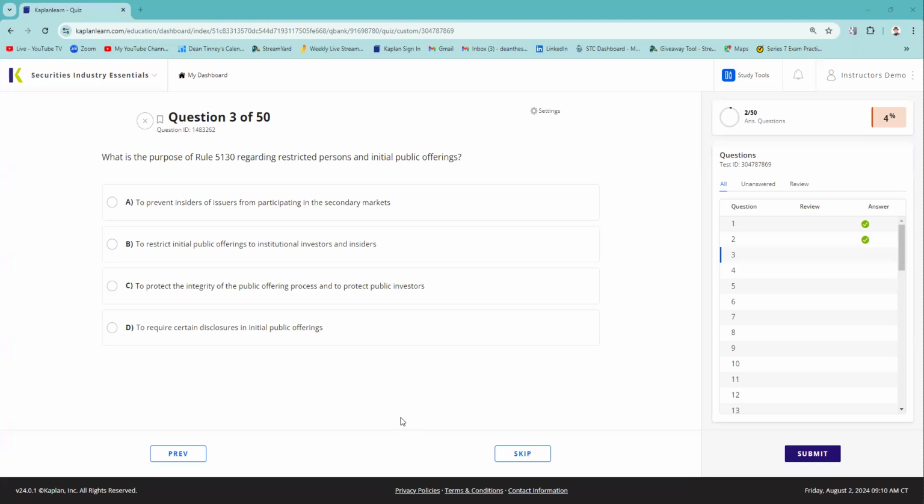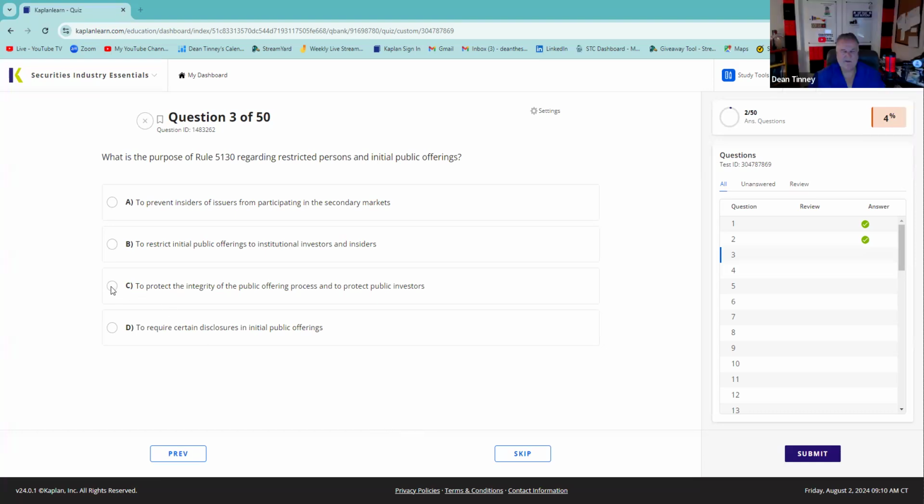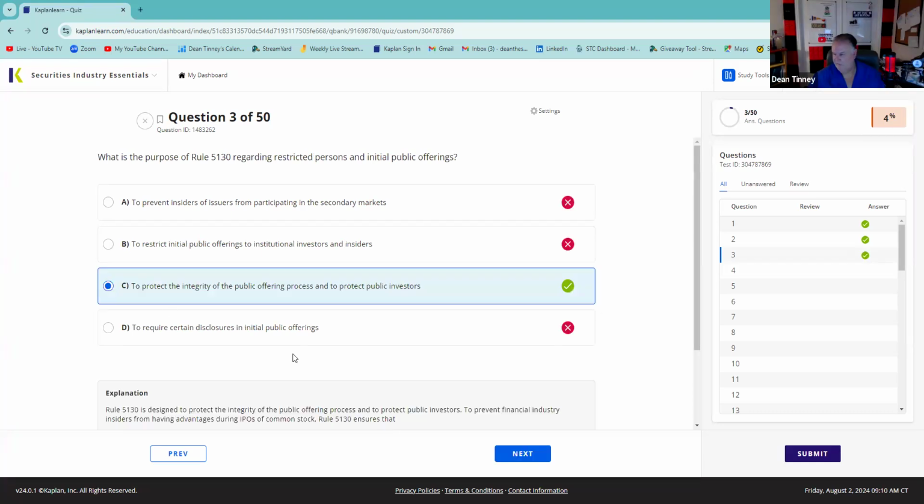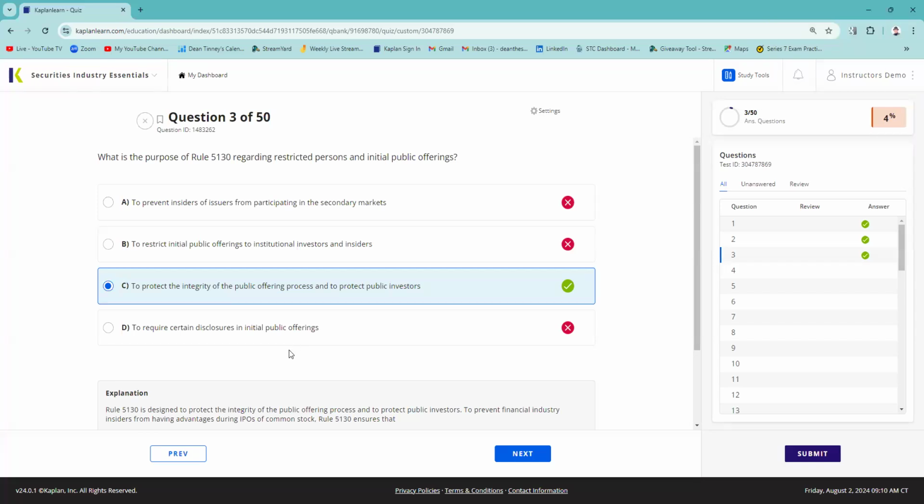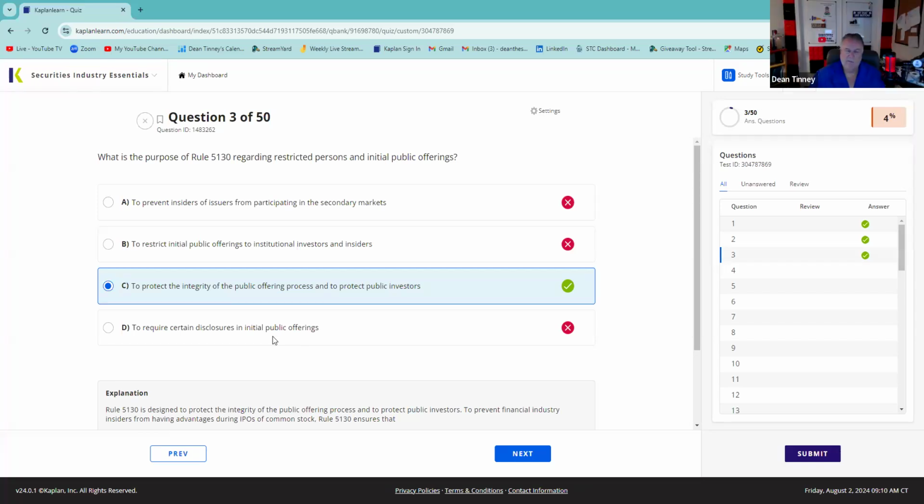I'm going to go with, it's hard, maybe C, to protect public marketplace integrity. Yeah, anytime you get an answer that sounds highfalutin, it is. Yeah, absolutely. Remember what this amounts to.